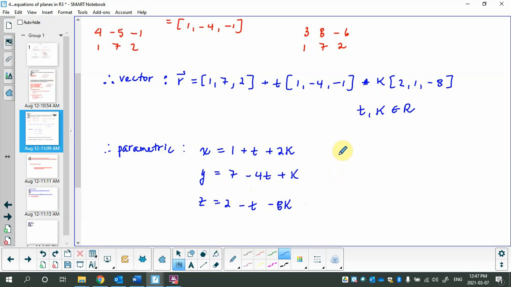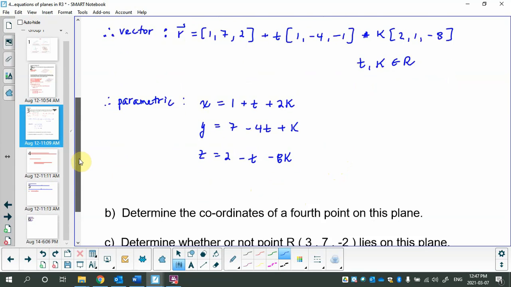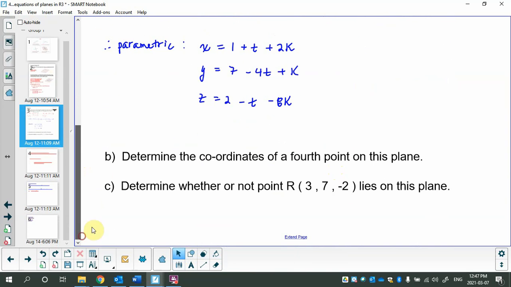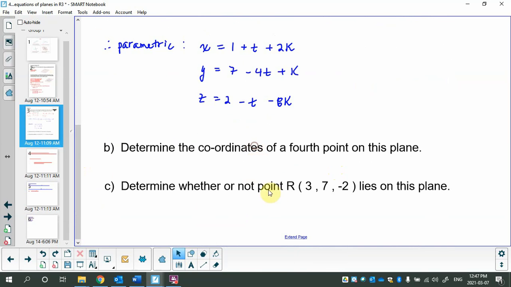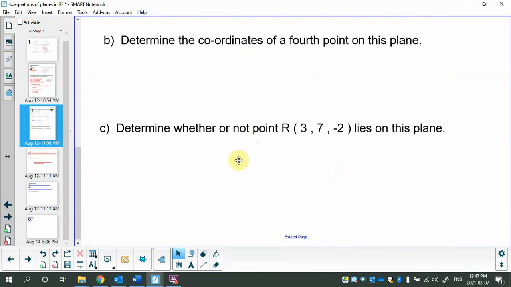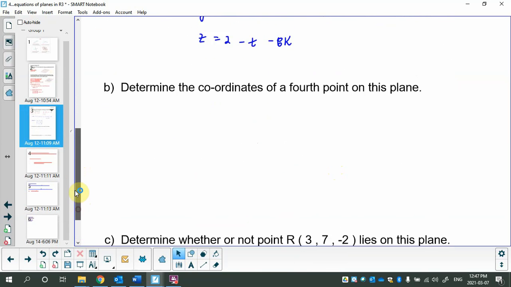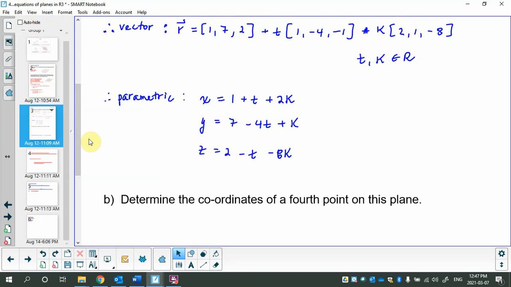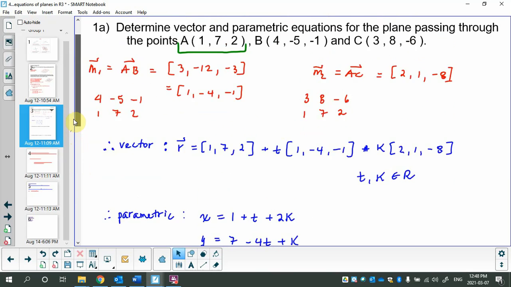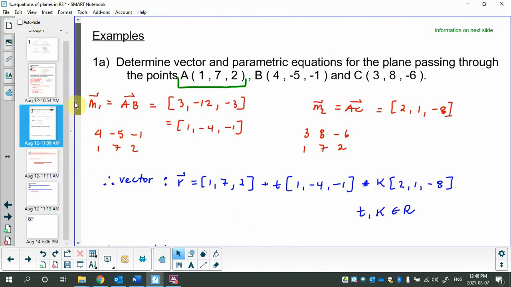So now let's see what we have to do with these parametric or vector equations. First thing says determine the coordinates of a fourth point on the plane. So what you cannot do is you cannot create a fourth point that is the same as one of the other 3 points. So we have to be very careful in our t and k selection. Something you're not allowed to do is use t is 0 and k is 0 at the same time, because then you're just going to make 1, 7, 2, and 1, 7, 2 is point A.